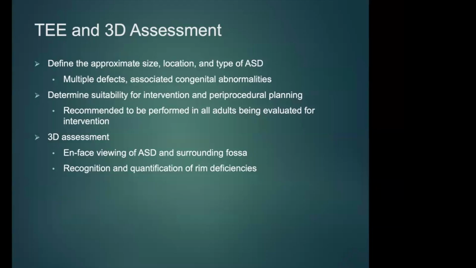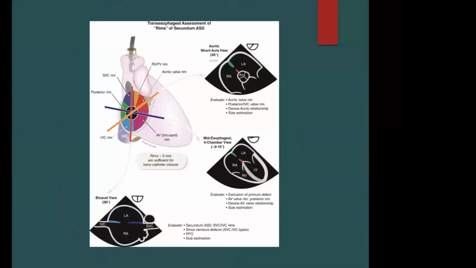And the most important part for this is you want to evaluate for not only multiple defects, but the defect that you have of interest, making sure that there's appropriate support of the surrounding tissue structure or rims to see if you can actually put an implanter device on this defect.